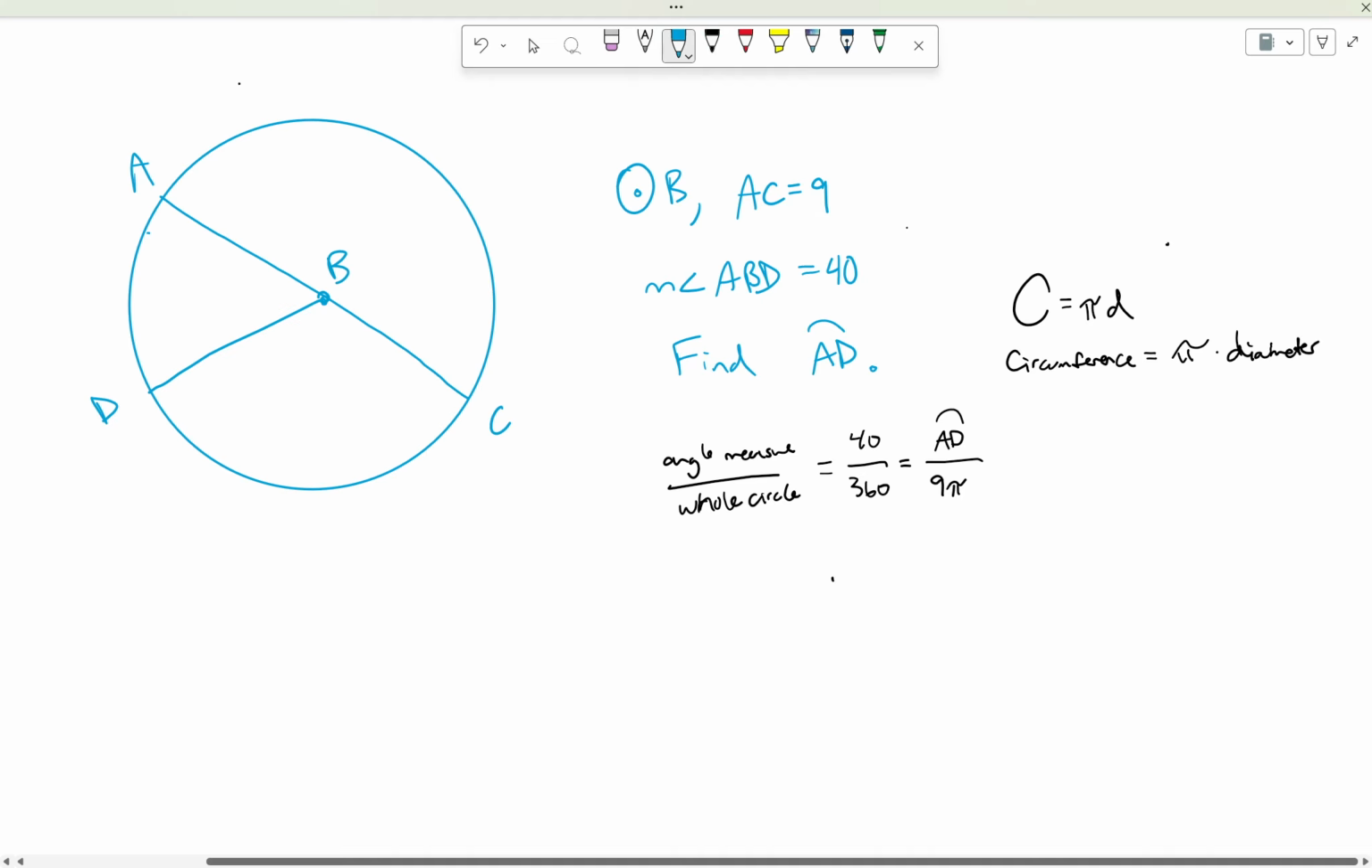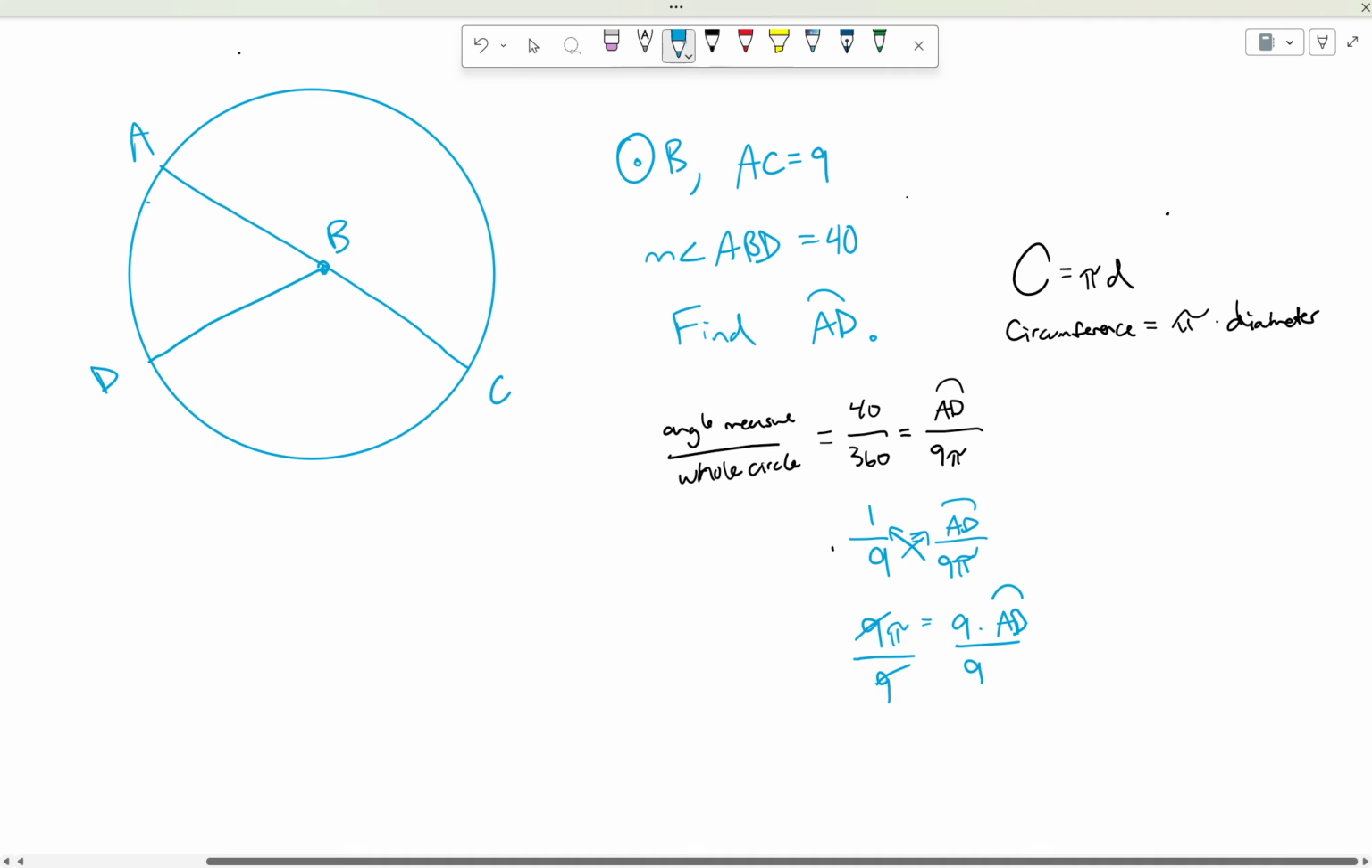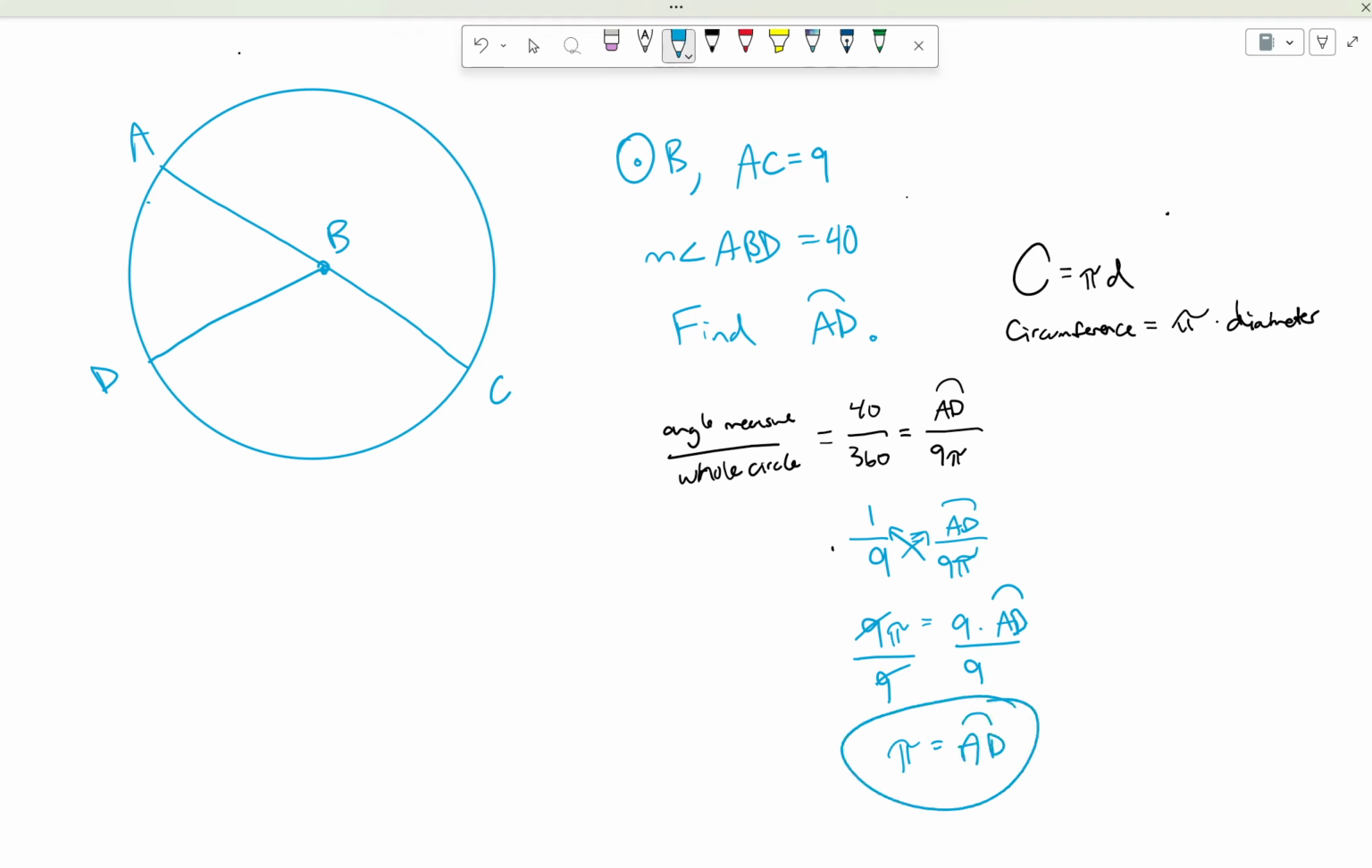So, let's actually clean this fraction up. We have 40 over 360, which is 1 over 9, and that's equal to AD over 9 pi. And we're going to do a cross product. So I have 9 pi times 1 equals 9 times arc AD, right? And we divide both sides by 9. So the measure of arc AD, or the length of arc AD, that is pi. All right. Good times.